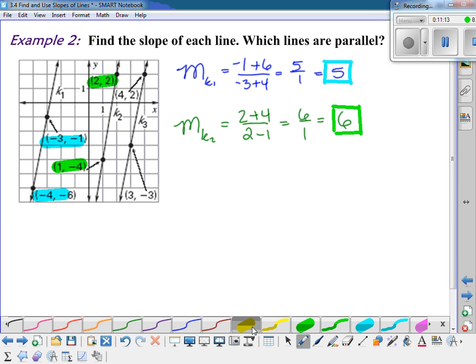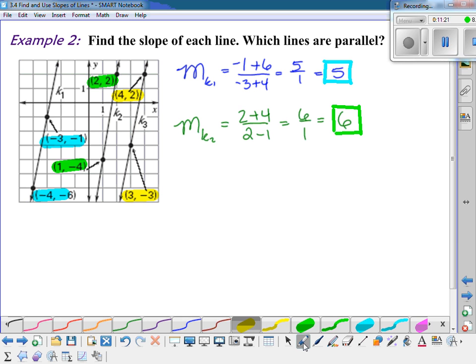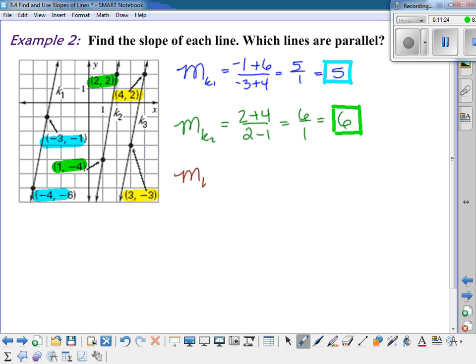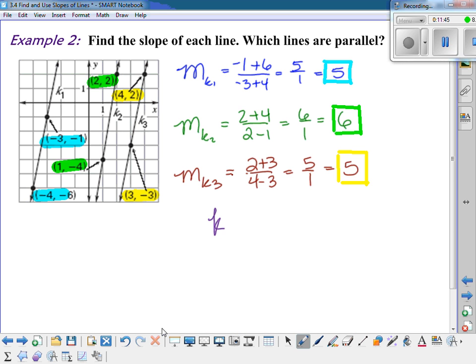And then finally we have line K3, which is going through the points (3, -3) and (4, 2). So 2 minus -3 becomes 2 plus 3, 4 minus 3 on the bottom. So we get 5 over 1, which is equal to 5. So I know, therefore, that line K1 is parallel to line K3 because they have the same slope.